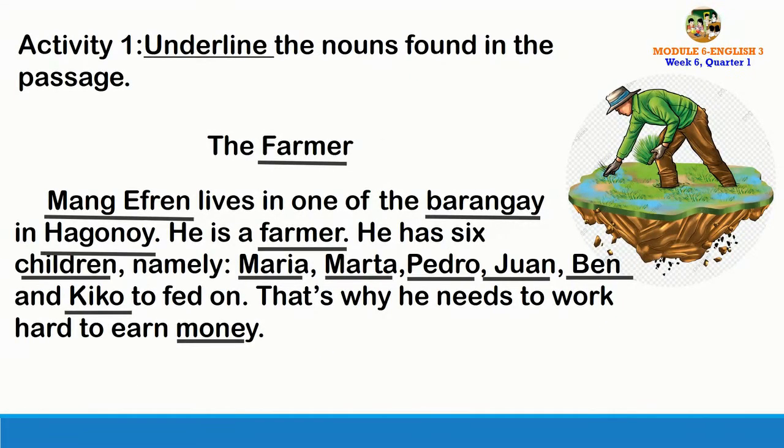Now, let us underline the nouns in the first paragraph of the story, as well as check if your answer is correct. Farmer, Mang Efren. Barangays, Hagonoy. Children, Maria, Martha, Pedro, Juan, Ben, Kiko. Money. Very good. Now, shall we proceed to the next paragraph?